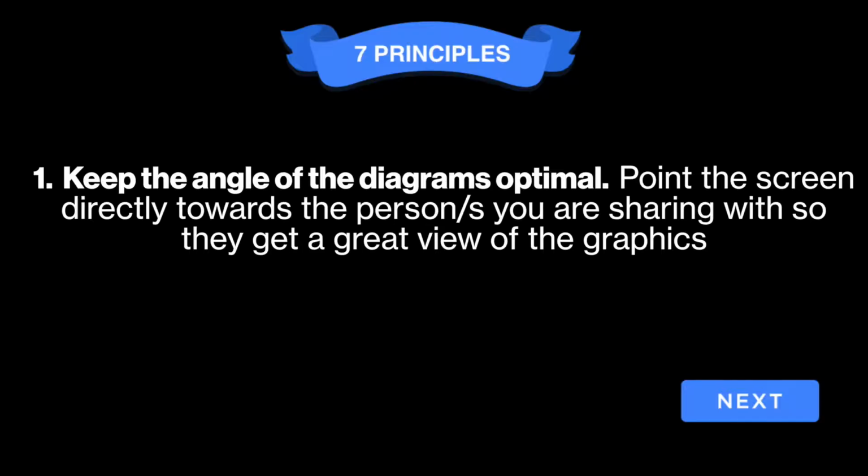Now let's go through the 7 principles, because these are really, really important. And if you utilize these 7 principles, you'll have a great presentation. Now the first one is to keep the angle of the diagrams optimal. So you point the screen at the person. You've seen it before, you don't need to see it, you don't need to do the presentation like this. Show the person. Now you've obviously got to see it well enough to see your narration bar, but primarily you want them to have a really good view, so it keeps their interest.